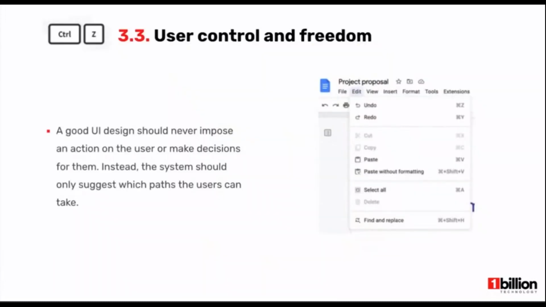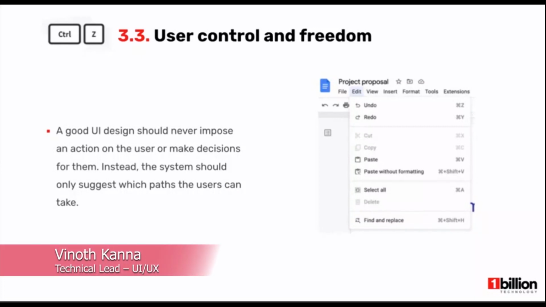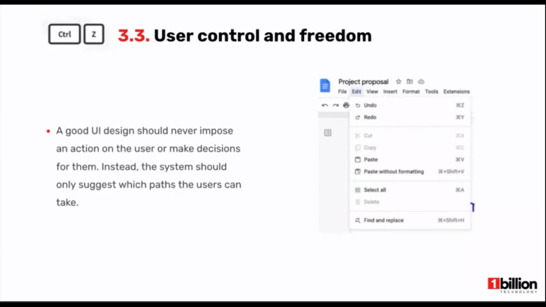The third one, user control and freedom. The user should have the freedom to navigate any screen, go back or go forward, undo, redo, and everything comes under this principle. For example, the iPhone home screen, on the versions of the iPhones. You can click and go to the home screen anytime, from any place, right? The application should let the user navigate to any place he wants to go. That is rule number 3.